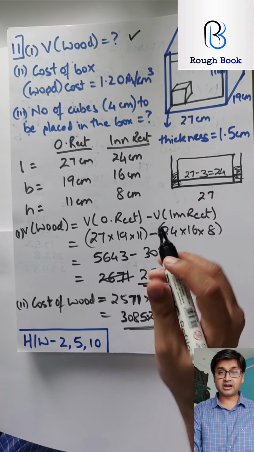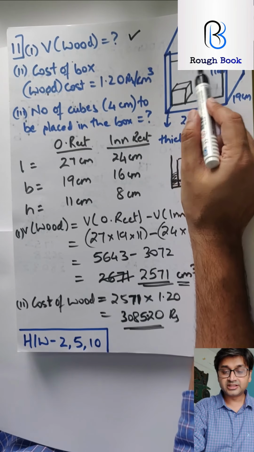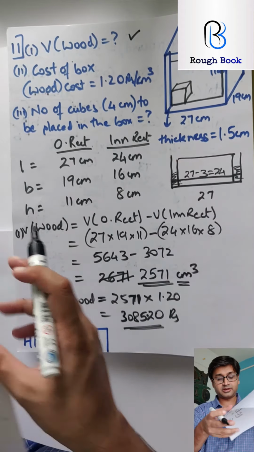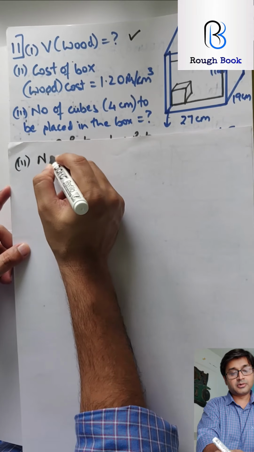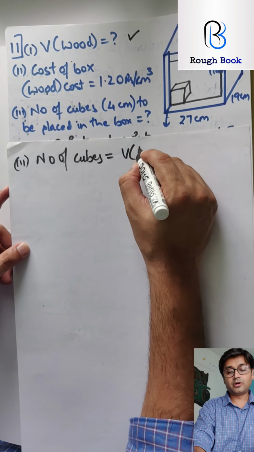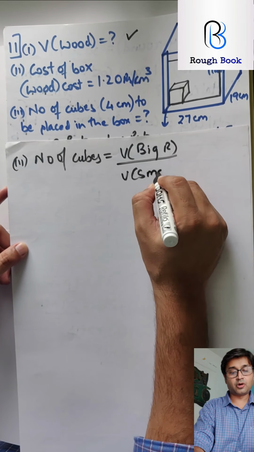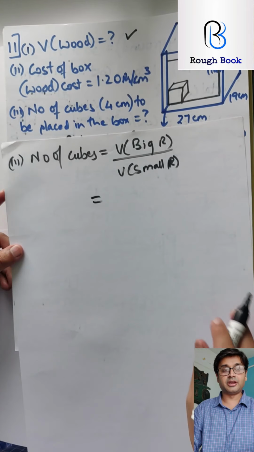So whenever there are boxes to be fitting in, you are dealing in volumes. So basically the space available inside and the space that each box is going to take. Okay. So your basic thumb rule is going to be number 3. Number of cubes is equal to volume of big rectangle divided by volume of small rectangle. Use this formula always. Big by small will give you the number.